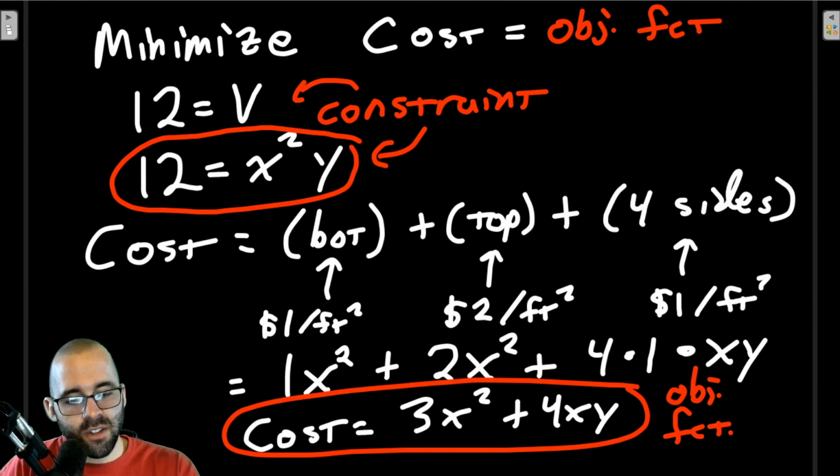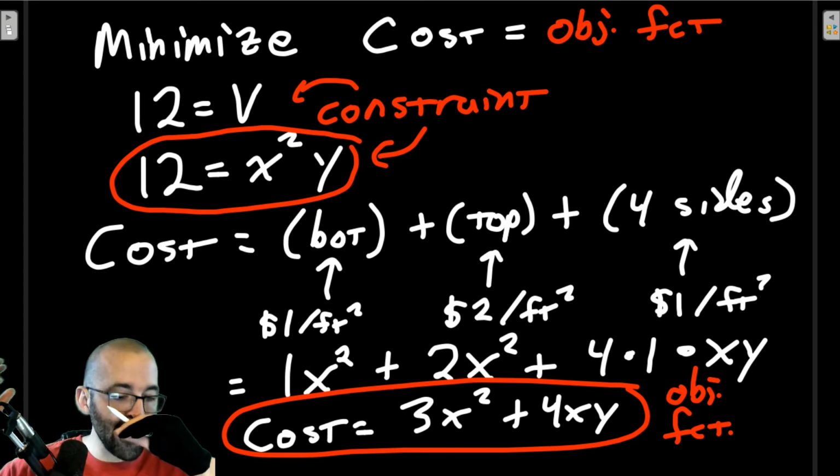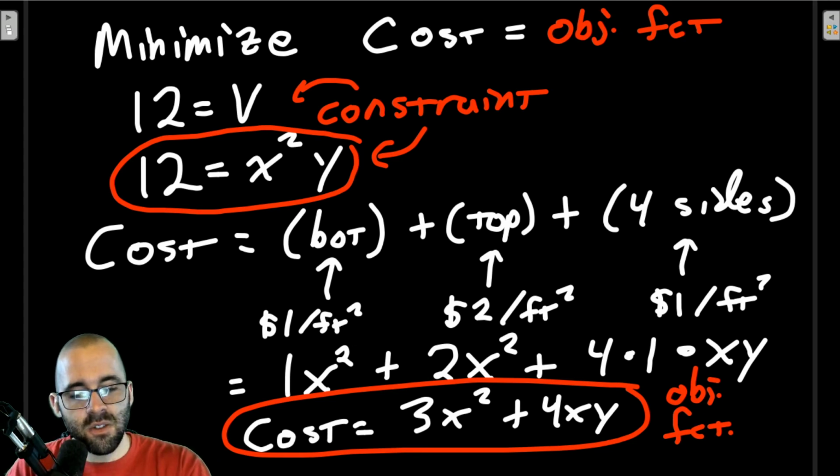So it's your choice. Our constraint equation's up here. Do you want to solve for x? Do you want to solve for y? Again, I think it's easier to solve for y. We don't have to worry about a square root or anything. So let's use this constraint equation and solve for y.